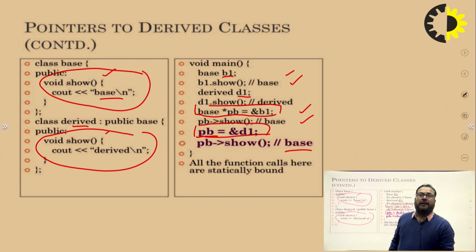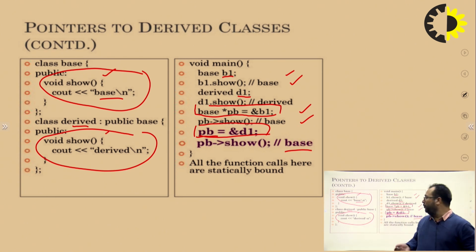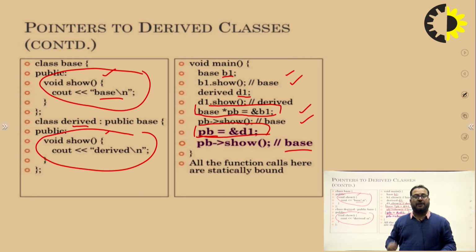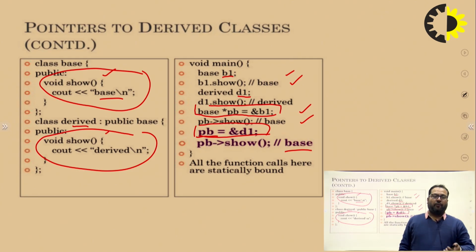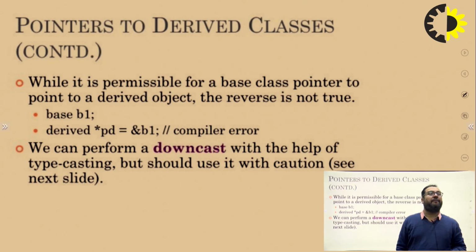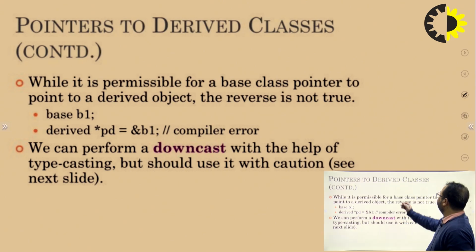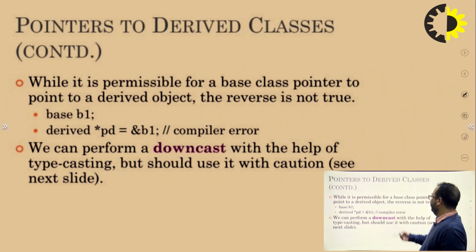We want the function to which the pointer is pointing, that is, the object of this derived class, to be invoked. So the function which is in the derived class should be invoked. Then we would have to use the concept of virtual function. So this is a point related to this derived class or base class pointer.